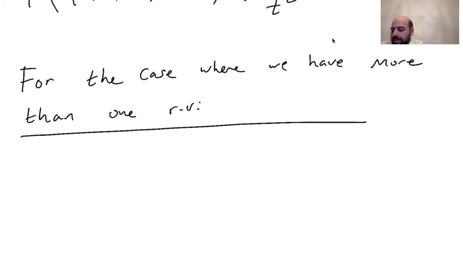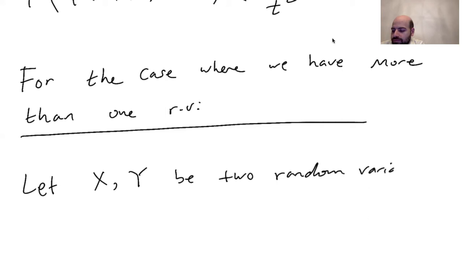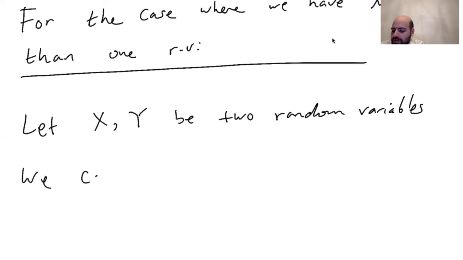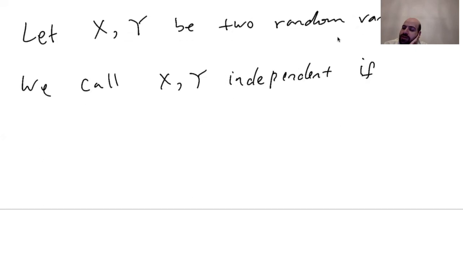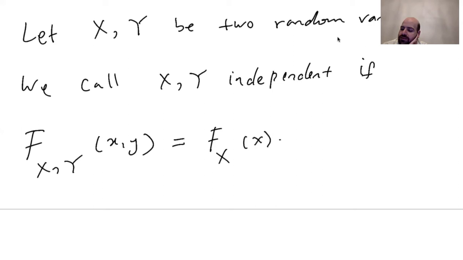Let X and Y be two random variables. We call X and Y independent if, so when do we say that two random variables are independent from each other? We call two random variables independent if the joint CDF, cumulative distribution function, capital F of X and Y is equal to capital F_X of x times capital F_Y of y.